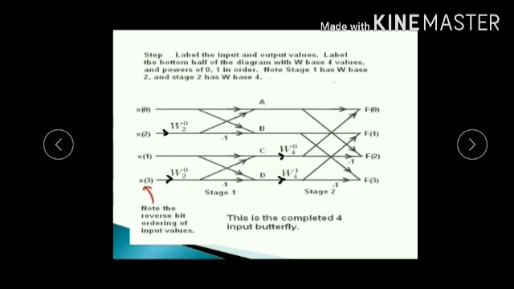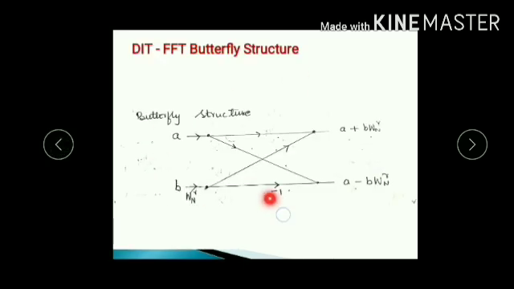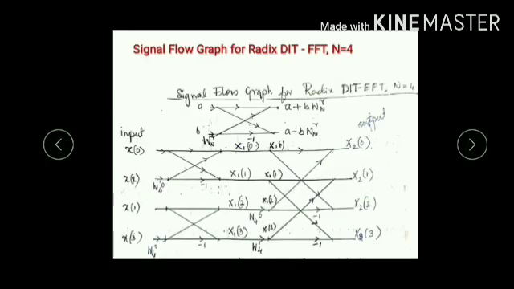Now, this is a 4-point DFT. We have 4-point, we have 8-point, we have 16-point DFT also, right? So if we have 4-point DIT, we have 4-point, if we have 8-point DIT, we have 8-point, and so on. Now, when we want to solve a problem for a 4-point, it is called the signal flow graph for radix-2 DIT FFT, N is equal to 4. So we need to look at the same structure and draw the signal flow graph for DIT FFT, right?